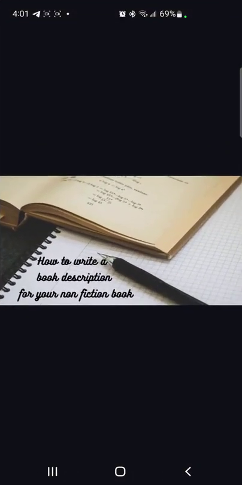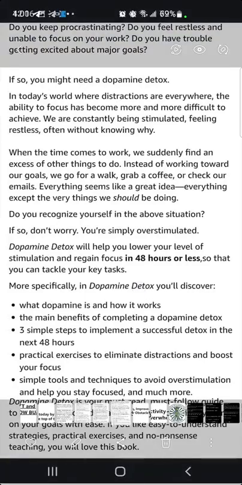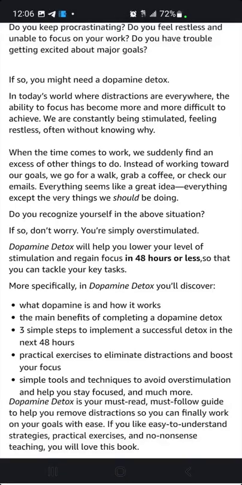Now the second step is to use a scannable middle. What I mean by scannable middle is something like this. Make sure your book description is something like this. As you can see, there are a lot of paragraphs here, but just by looking at this you can literally glance through everything at once.